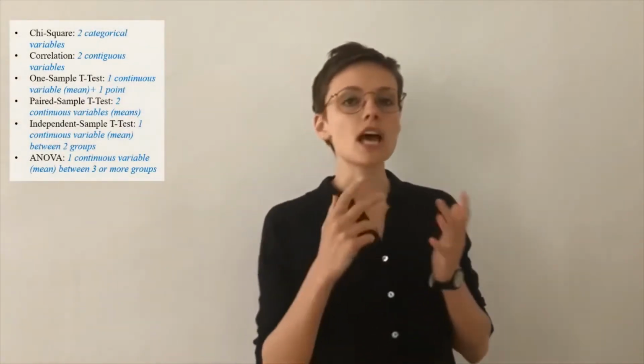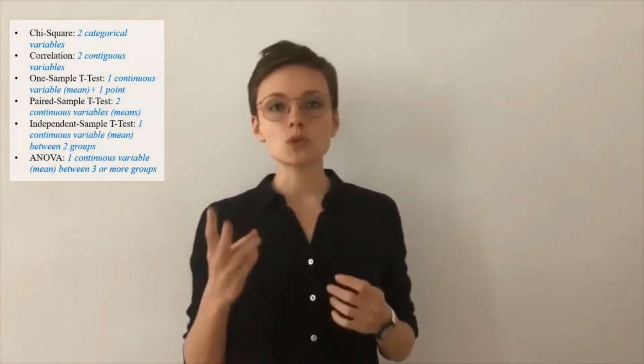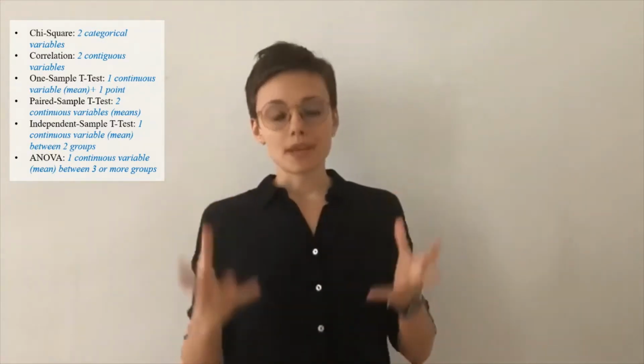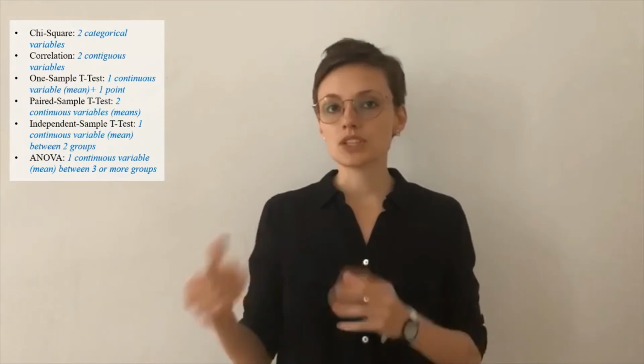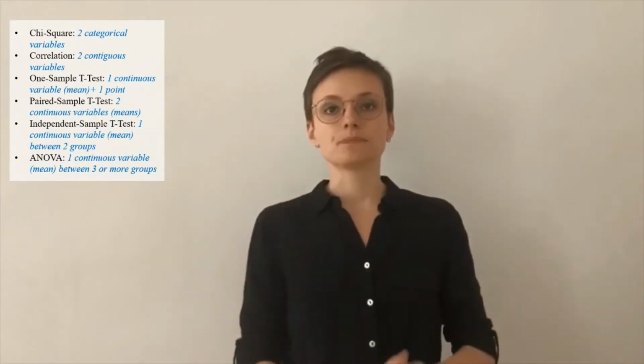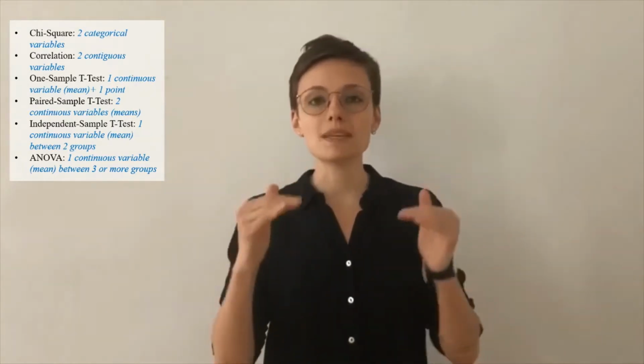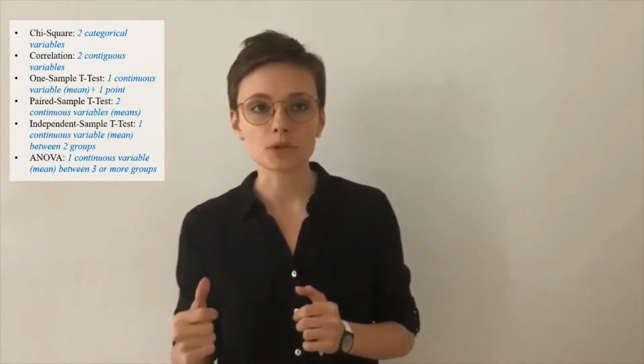Until now, we were focusing on the analysis of only two variables together. So chi-square looked at the relationship between two categorical variables. Correlation looked at the relationship between two continuous variables. One sample t-test looked at the relationship of one continuous variable and one arbitrary point. Paired sample t-test looked at the relationship of two continuous variables and comparing the means. Independent sample t-test looked at how the means of one continuous variable are different between the two groups, and ANOVA looked at the very same thing, so mean differences between three or more groups.